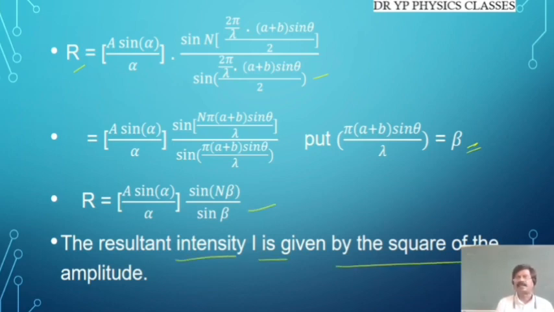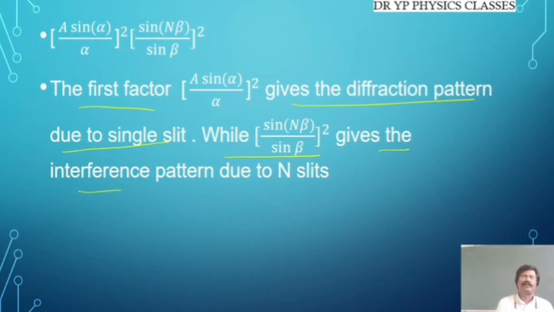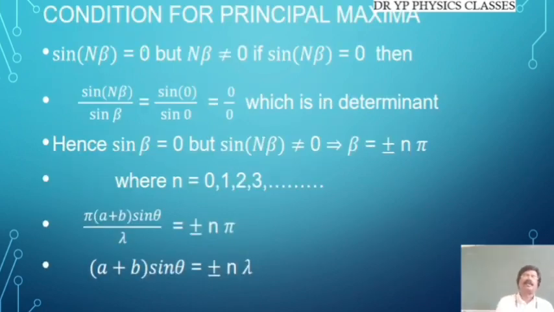The resultant intensity I is given by the square of the amplitude. So I is A sin alpha by alpha whole square into sin n beta by sin beta whole square. The first factor, A sin alpha by alpha whole square, gives the diffraction pattern due to a single slit, while sin n beta by sin beta whole square gives the interference pattern due to n slits. There are two factors: one is the interference factor, another is the diffraction factor.